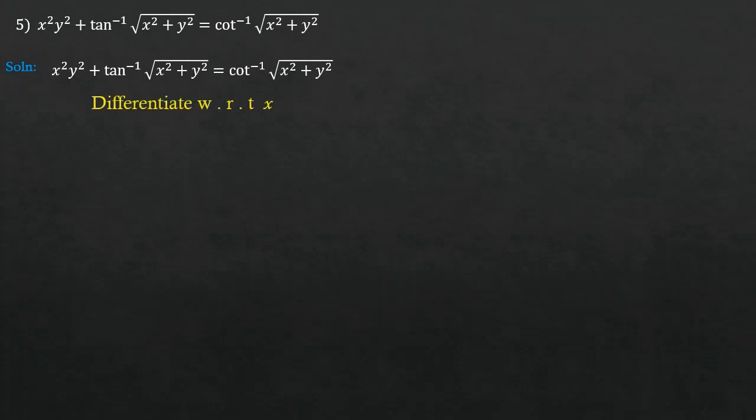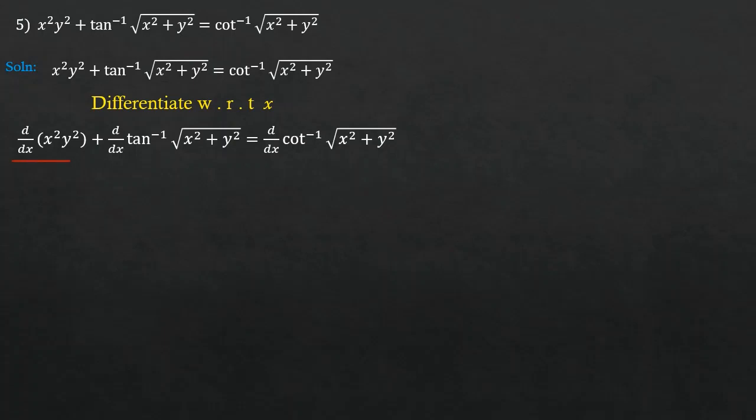So now we'll differentiate with respect to x, so writing the derivative operator with each and every term, because we know the derivative can be separated directly over plus. Now one by one we'll differentiate. So for the first term we have to apply u into v. So we apply u into v, which gives y square as it is d by dx of x square plus x square as it is d by dx of y square.